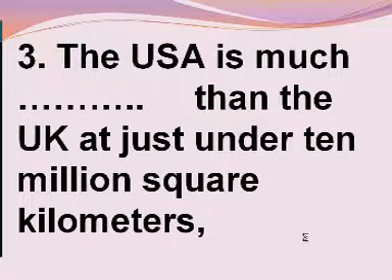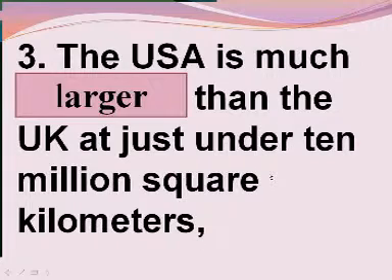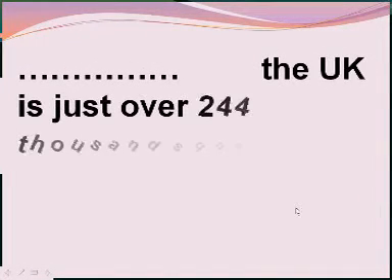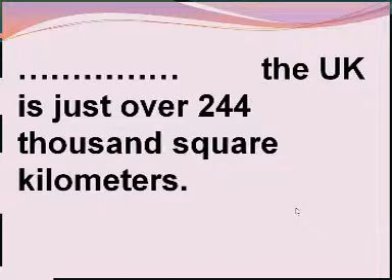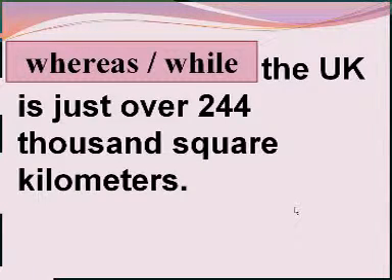The USA is much dots than the UK. Very good. The word than here is very important because we know that the previous word should be a comparative adjective, most of the time ending in ER. So the USA is much dots than the UK at just under 10 million square kilometers. The USA is much larger than the UK at just under 10 million square kilometers. Next. Dots the UK is just over 244,000 square kilometers. Whereas, or while, the UK, or the United Kingdom, is just over 244,000 square kilometers.